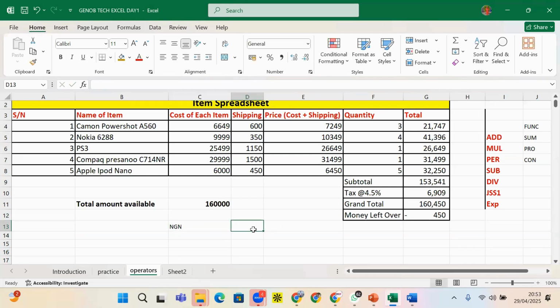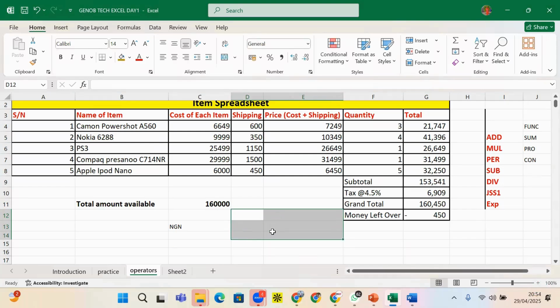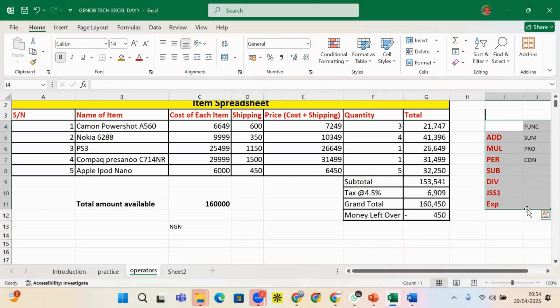The currency abbreviation for dollar is what? Dollar is USD, United States dollar. Canadian dollar will have CAD, right? Isn't it? Then Australian dollar will have AUD. Every country that uses dollar has its own dollar abbreviation, right? USD, CAD, AUD, and co.